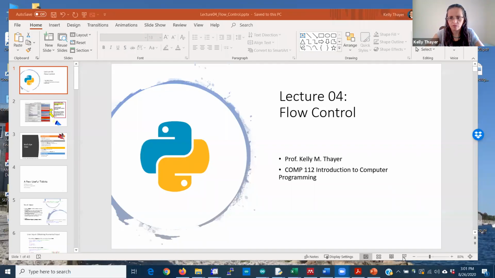While I'm sharing my screen with you here, just a quick review from last time. We have been talking about variables and variable assignment. And most recently, we have talked about how to set up functions and use those functions. And we've talked about how functions can divert flow control.